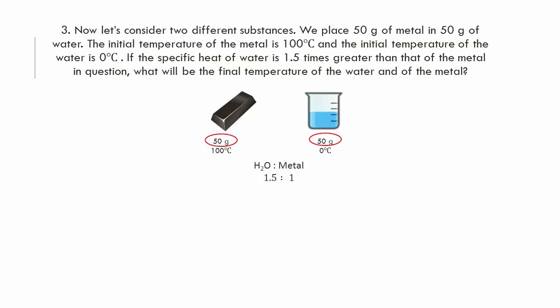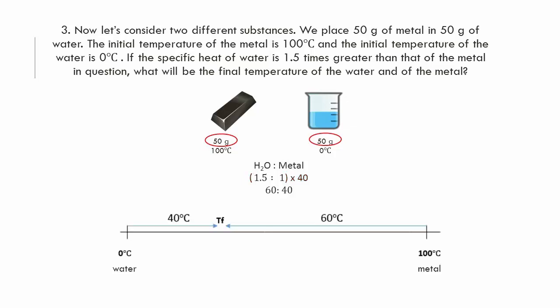To simplify the calculations, again, we want a ratio on a scale of 100 degrees Celsius. By multiplying by 40, we get the ratio 60 to 40. The metal will therefore lose 60 degrees for every 40 degrees gained by the cold water. The mixture's final temperature will be 40 degrees Celsius.